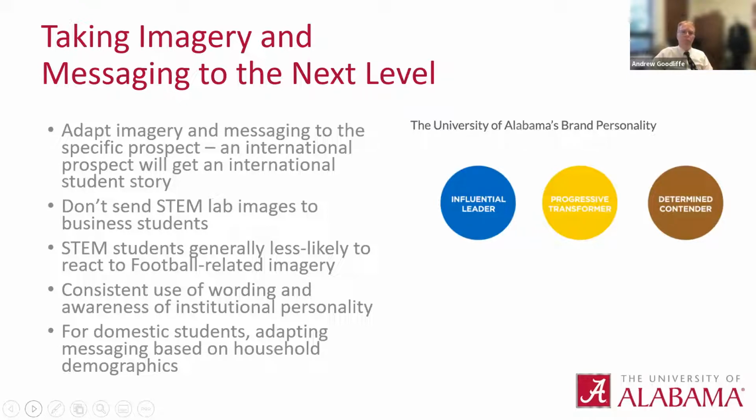So the image on the right shows how we've defined our brand personality. We've defined it based on these three colors. So blue, influential leader; the sort of yellow, progressive transformer; and then brown, determined contender. So we make sure that we're using messaging along those lines.